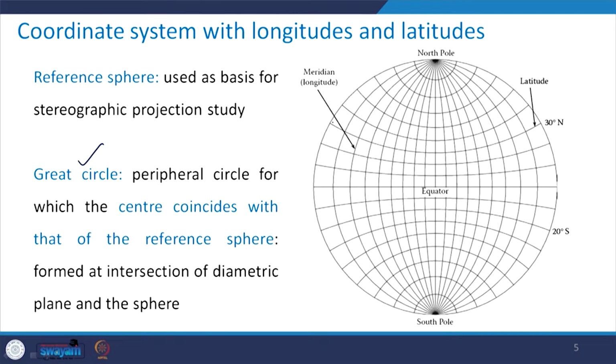Now we take this as a reference sphere. Any peripheral circle which shares the same center as that of the reference sphere, we are going to call a great circle. The great circle can be formed at the intersection of a diametric plane and the sphere.